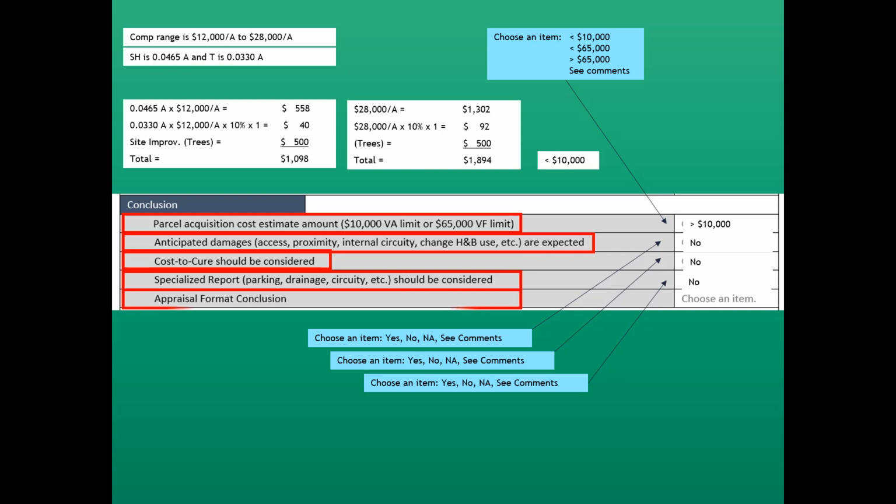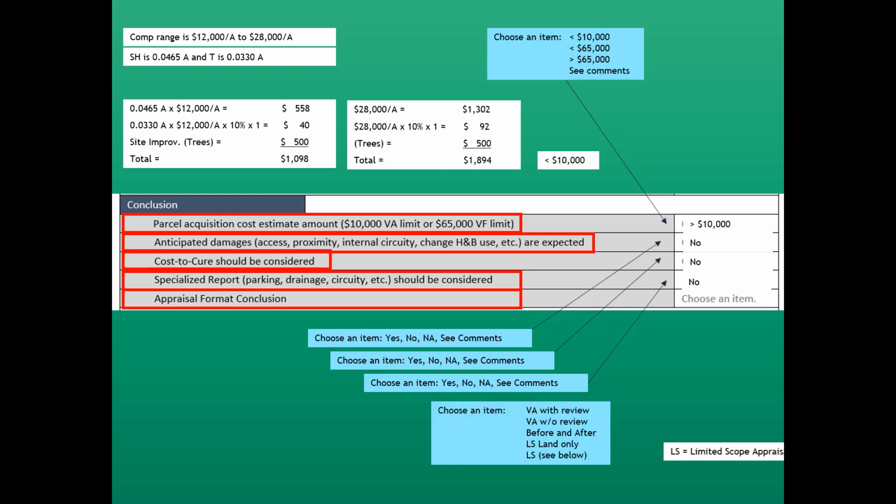And finally, the appraisal format conclusion. And our choices are VA with review, VA without review, a full-blown before and after, an LS land only, with LS being a limited scope appraisal. Those are our choices. And so what we chose is a value analysis without a review. This doesn't appear to be an overly complicated valuation assignment. It appears to be very typical, very nominal, very simplistic.